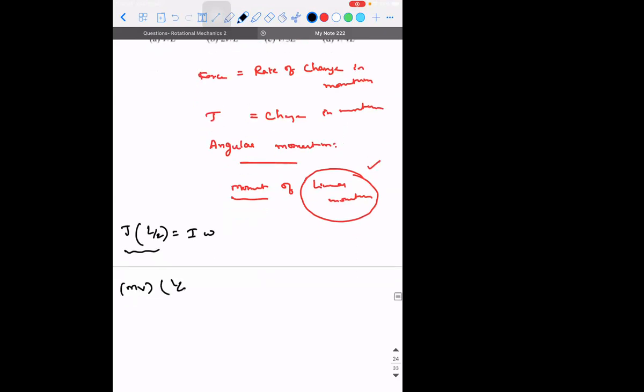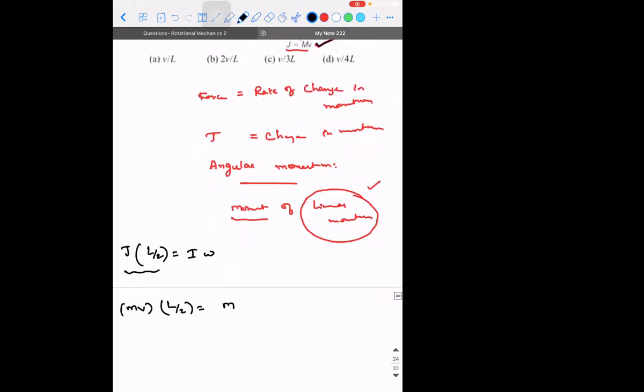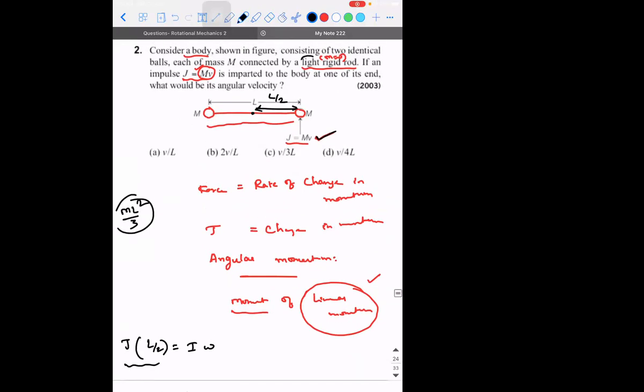So mv into L by 2 is equal to, what is the value of I? mL square by 4, or 3? You're talking about a rigid rod, mL square by 3. Oh, light rigid. Yes, I thought you would make this mistake. Yes, because it's a light rigid rod.